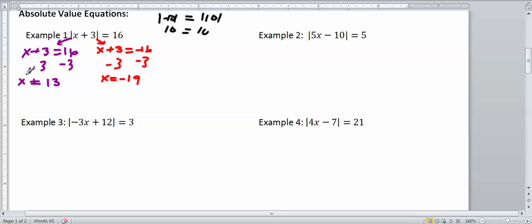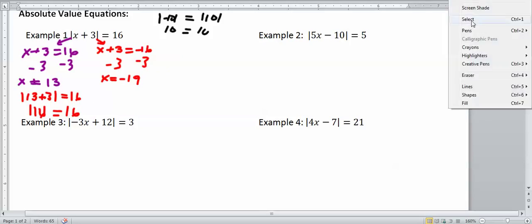Now let's try it. If I plug in 13 into this absolute value equation, I get the absolute value of 13 plus 3 is equal to 16. And simplify, I get 13 plus 3 is 16. Absolute value. Is the absolute value of 16 equal to 16? Yes. So we're good.